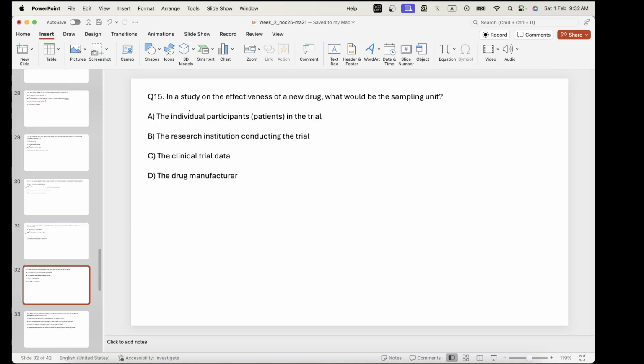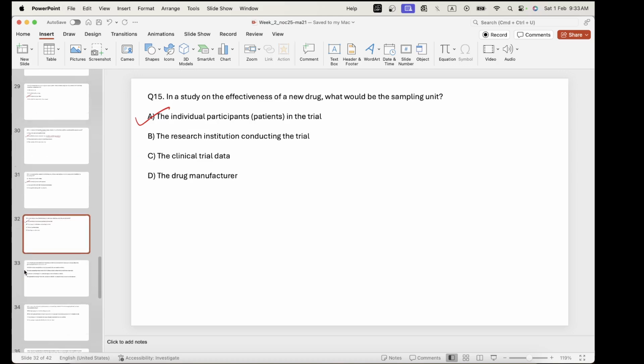Moving on, in a study on the effectiveness of a new drug, what would be the sampling unit? As I said, the individual participants in the trial from whom I am collecting the data, that is my sampling unit.